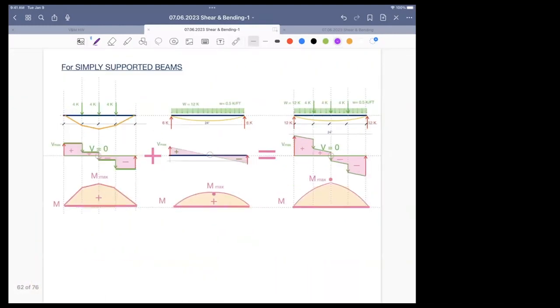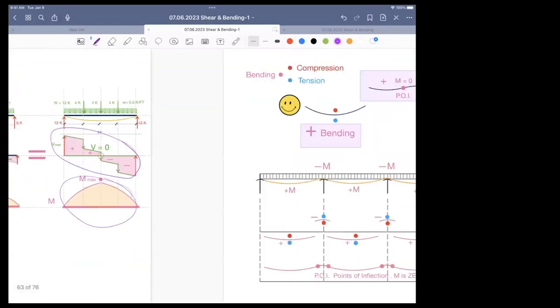I haven't started yet. If you have a uniform and concentrated load, then your shear diagram is a combination of these two. Your moment diagram still will be a curve because you have a uniform load.